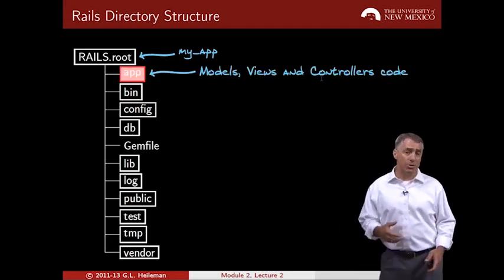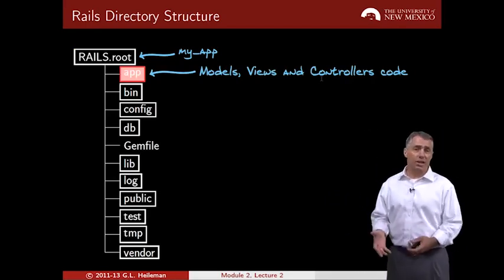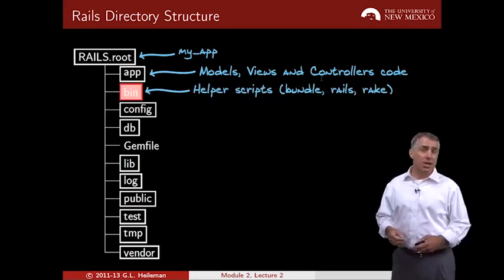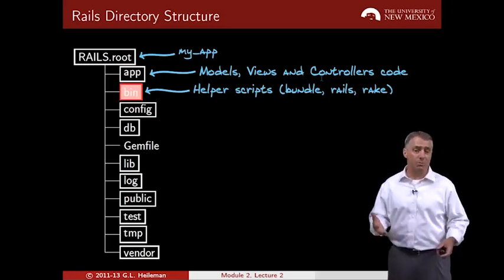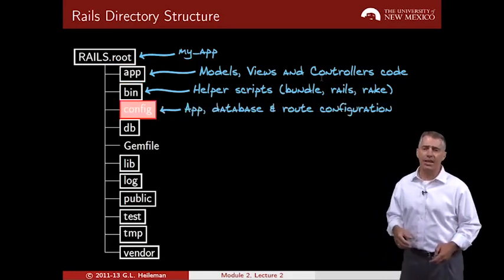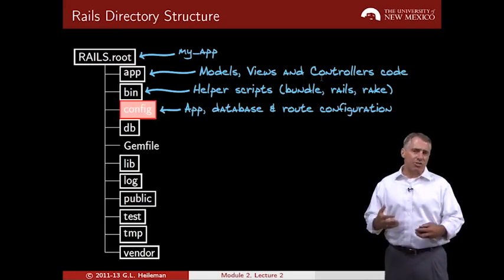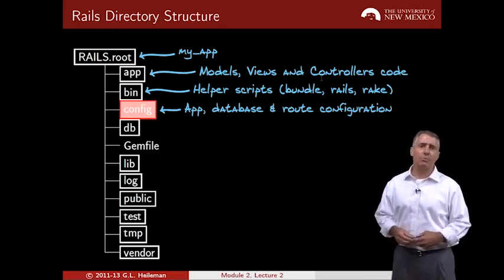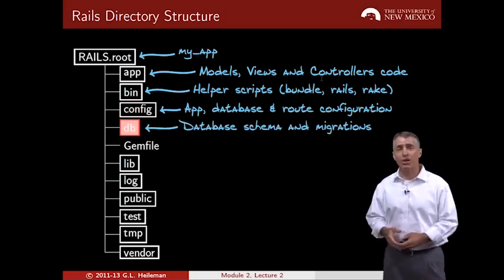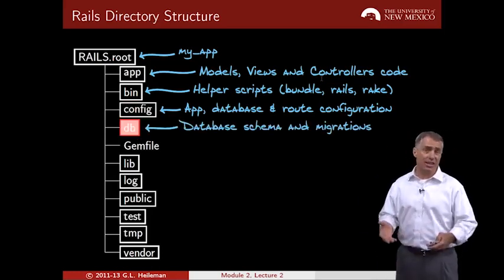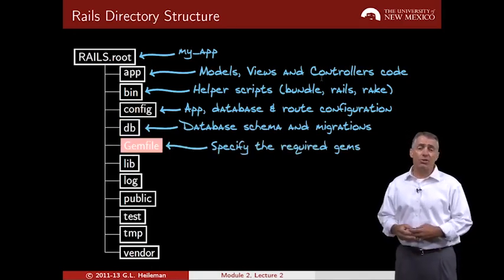One of the most important subdirectories is the app subdirectory. This is where your model, view, and controller code is stored. In the bin subdirectory is where there are a number of helper scripts, and we've already run some of them: bundle, Rails, and rake. In the config directory is where you set up the application specific configuration, you configure your database, and the routes that are associated with your application. In the DB subdirectory, we've seen that's where our database schema and the database itself are located. The Gemfile specifies the required gems.